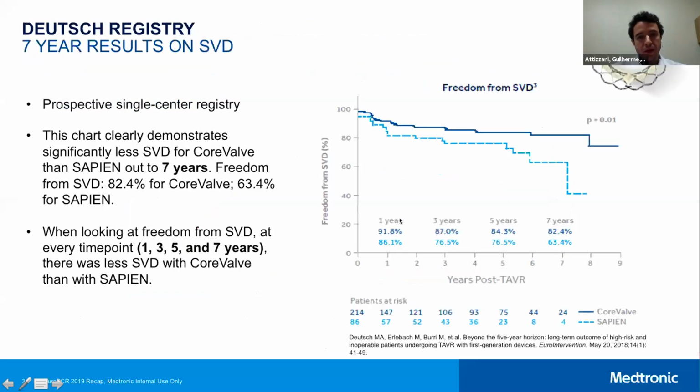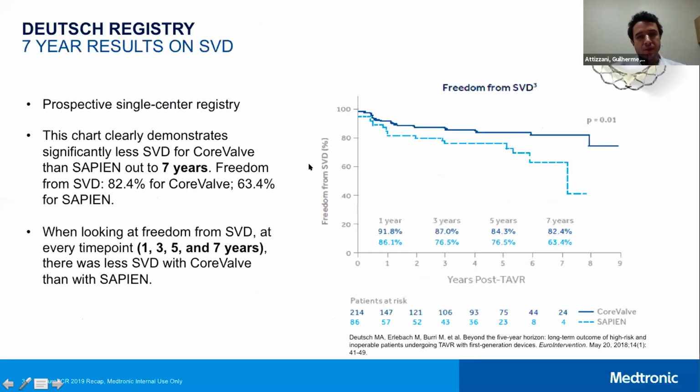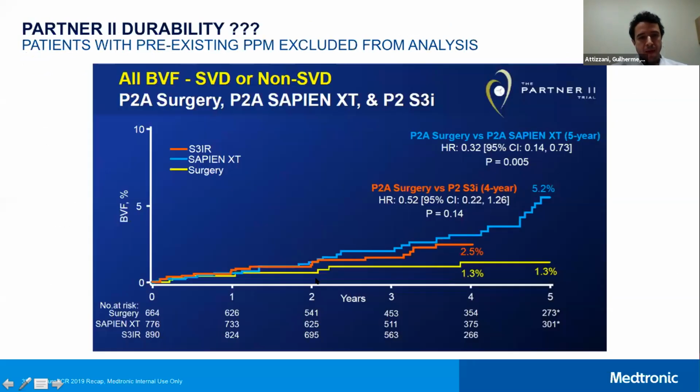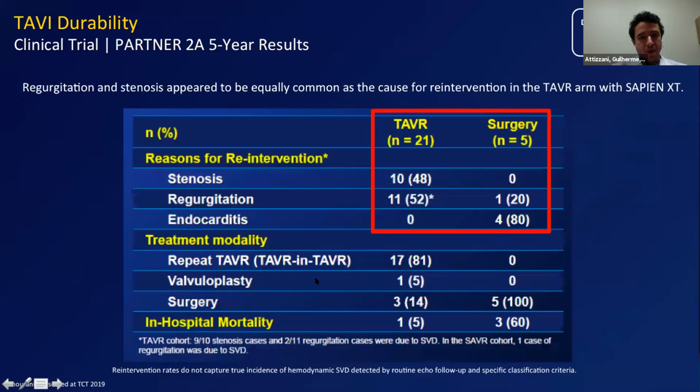Let me move quickly here. In addition, this is another important piece of data. The Dutch registry shows that structural valve deterioration was more often observed with balloon expandable valves compared with self-expandable valves. Now I'm going to move quickly because I think I'm running out of time.